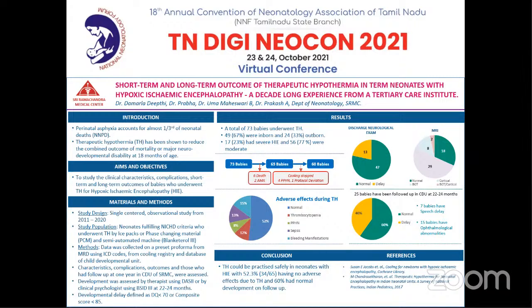Coming to the conclusion, therapeutic hypothermia could be practiced safely in neonates with HIE, as the babies who underwent TH have fewer adverse effects and their discharge neurological examination was found to be normal, and in follow-up 60% of the 1/3 babies were found developmentally normal in our study. So we conclude that therapeutic hypothermia could be practiced safely. Thank you.